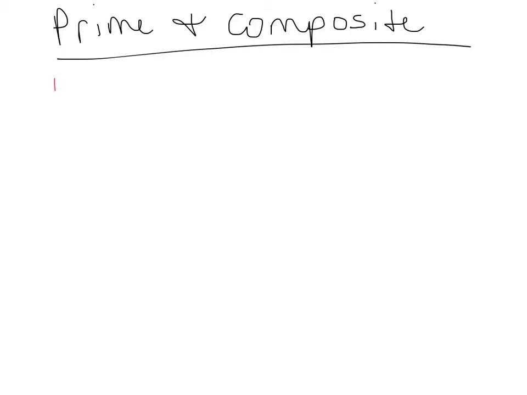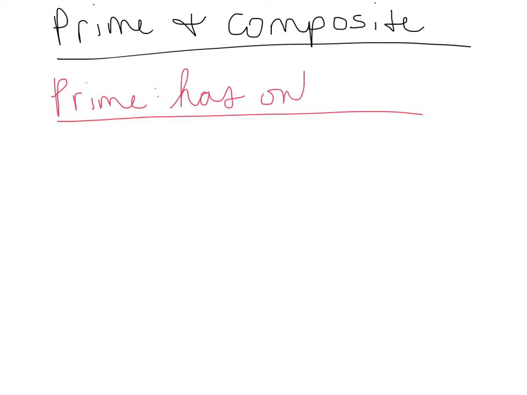A prime number, so you're going to want to write this definition down on your page, a prime number has only two factors. In class today you were working on finding all of the factors of the numbers 1 through 40, and that's going to help us with figuring out whether they're prime or composite.